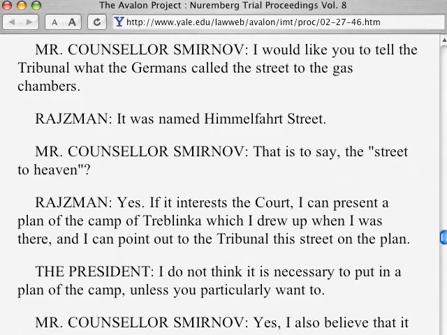Soon after Samuel Rosman begins testifying, there is this exchange. The Soviet prosecutor says to Rosman, "I would like you to tell the tribunal what the Germans called the street to the gas chambers."